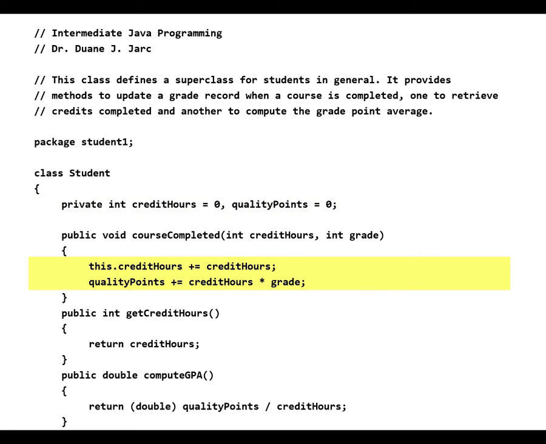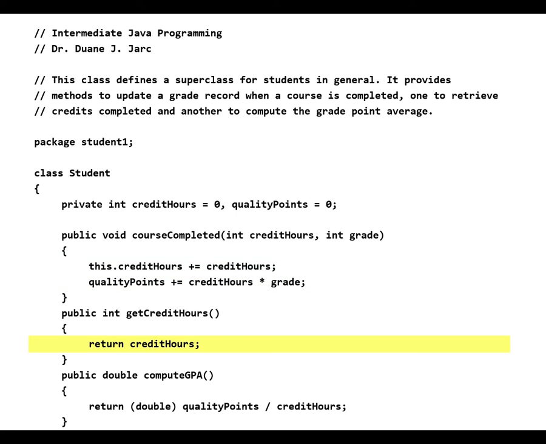Instead, the method should reflect events associated with influencing a student's grade record. The primary event is when a student completes a course, which is why we have the method courseCompleted. It accepts the number of credit hours of the course just completed and the numerical equivalent of the grade earned. It adds the credit hours earned to the total credit hours and adds the quality points earned for that course to the total.